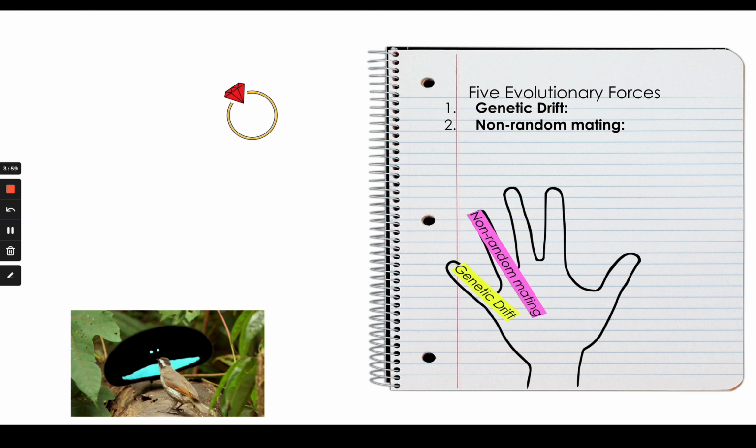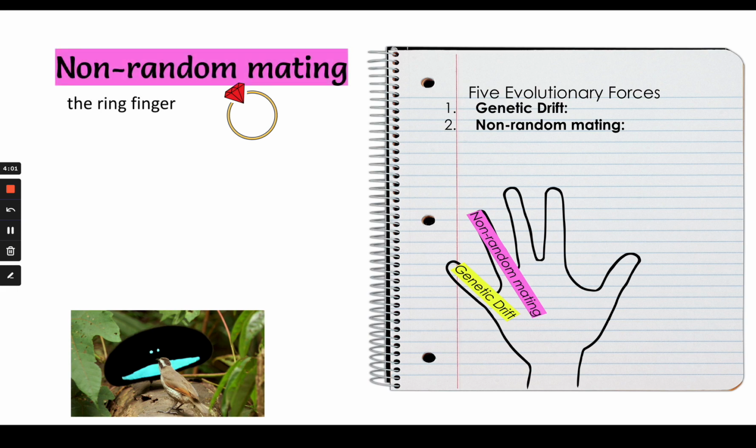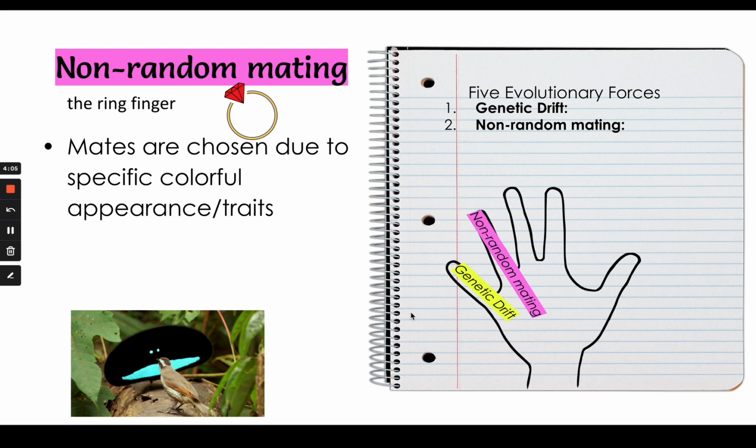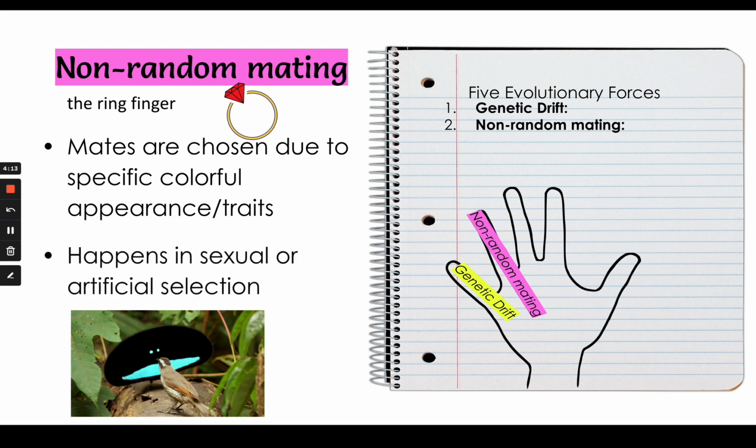So let's take a look at the next example. This is called non-random mating. We're going to use the ring finger to represent this one. Non-random mating means that mates are chosen due to their specific colorful appearance and traits. There are 2 examples of this. This can happen in sexual selection or artificial selection.